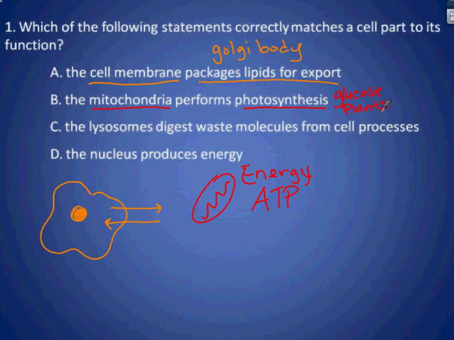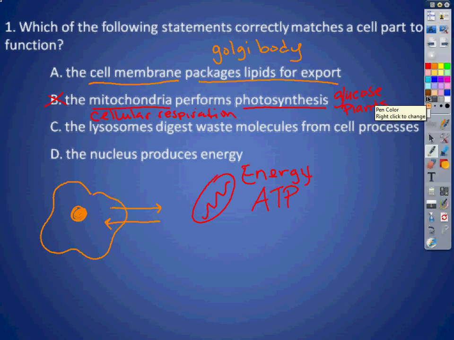Mitochondria goes through a process called cellular respiration. And so this process is not the same as photosynthesis. So B is also incorrect.